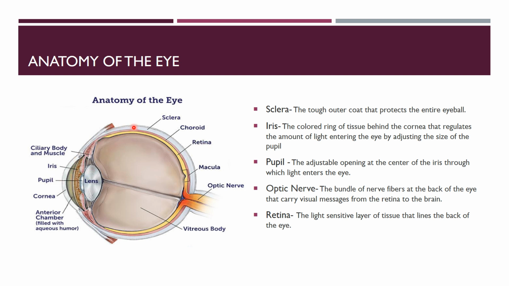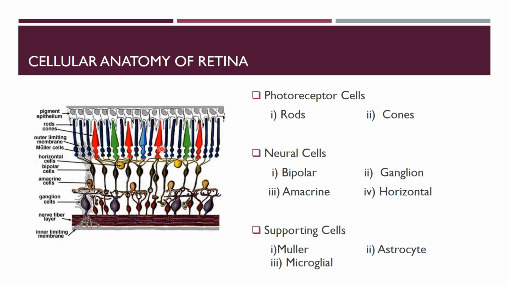Sclera is the tough outer covering which protects the eyeball, and iris is the colored ring of tissue which is present behind the cornea that regulates the amount of light entering the human eye. Pupil is the small opening in the center of the iris through which light enters the human eye. Optic nerve is the bundle of nerve fibers at the back of the eye that carries the signal from the retina to the brain. And lastly is the retina, which is the light-sensitive layer of tissue that lines the back of the eye. So let's delve deeper into the structure and anatomy of the retina.